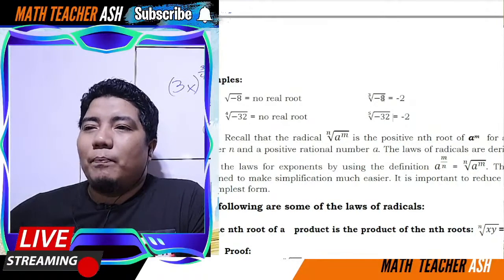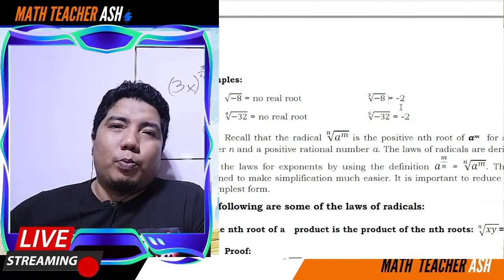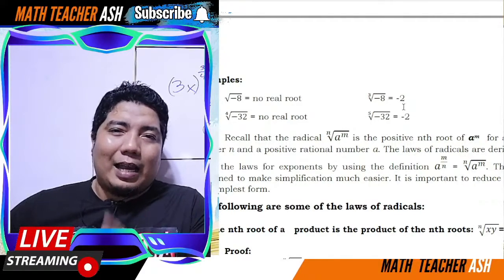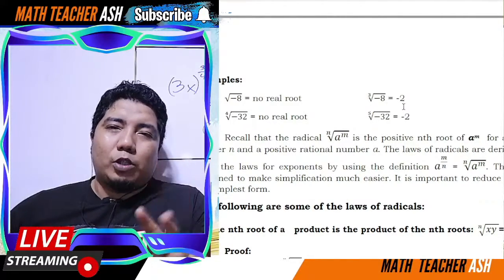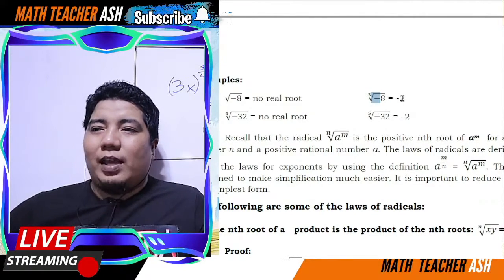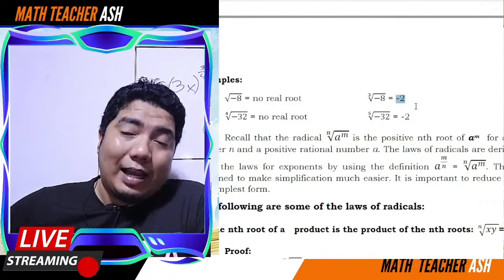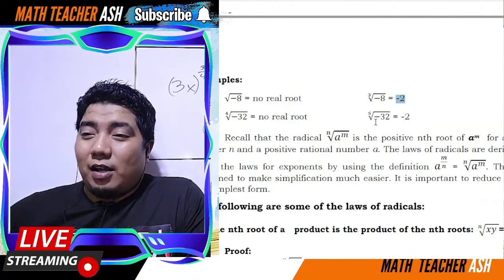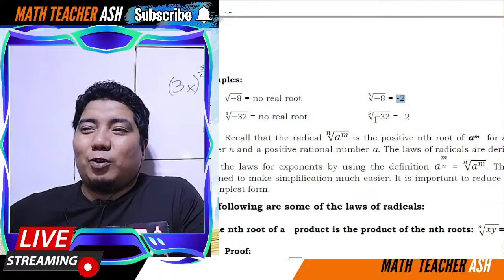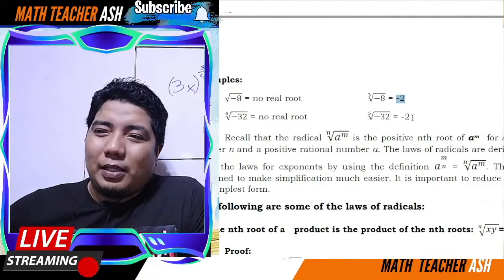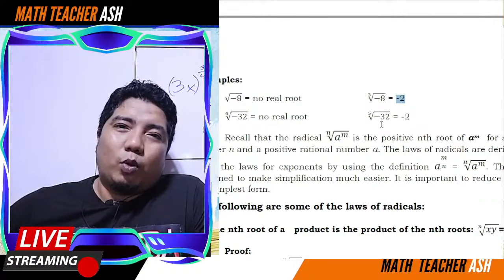So, example, we have here the cube root of negative 8. Ano ba ang cube root ng 8? Anong number na i-multiply mo ng 3 beses sa sarili niya ang lalabas 8? 2 times 2 times 2, that is 8. Therefore, since this is negative 8, then the final answer is negative 2. Now, how about the 5th root of negative 32? Since this is negative, you copy the negative. Now, what is the 5th root of 32?